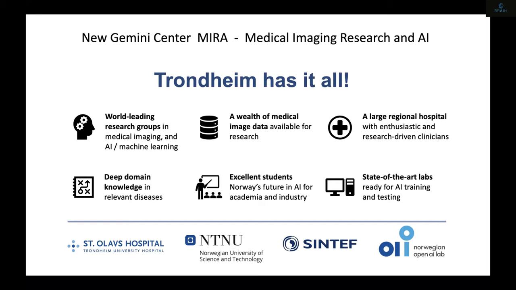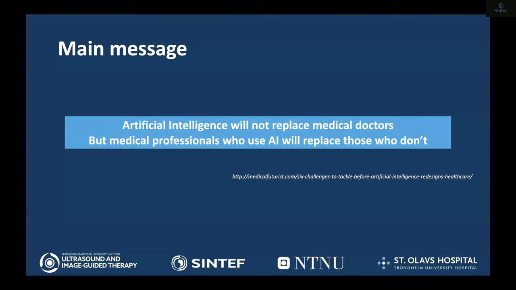We found that we basically have it all in Trondheim to establish a center like this. We have world-leading research groups in different fields, excellent access to good students, and domain knowledge within healthcare. We also have state of the art in AI and large databases. Data access is part of the barrier to getting enough data out and working with it in an easy way. This is being solved, and this Gemini Center will be an important part of that work.